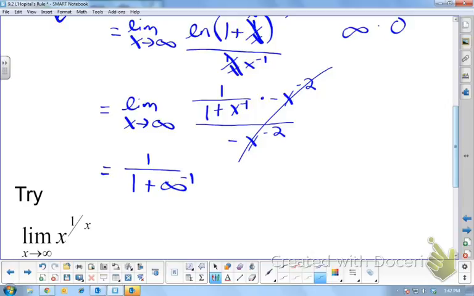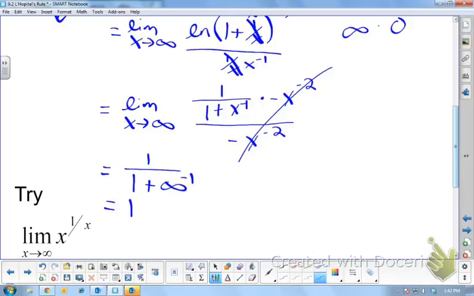All of that would be 1. Why is that entire thing 1? Infinity to the negative 1 is 0. That's the same thing as 1 over infinity. It's just written a little bit different. So we have 1 plus 0, which is 1 over 1, which is 1. That is not our answer.